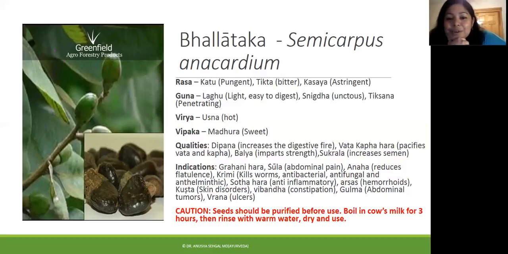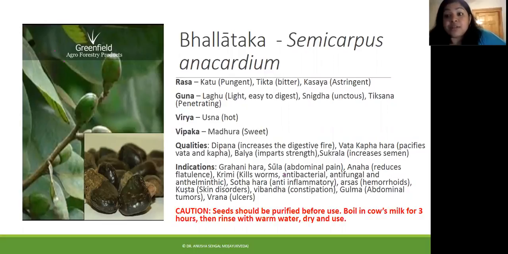Okay, so the rasa for this is katu, tikta, and kashaya rasa. Its qualities are laghu, snigdha, it's not dry, this one is unctuous, and tikshna. It is ushna virya, and it is madhura vipaka, or sweet aftertaste. The qualities are deepana, again vata kapahara. Because it has sweet vipaka and because it is unctuous, it actually helps to impart strength.